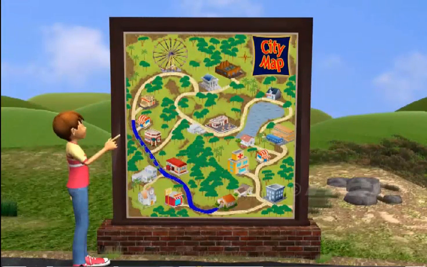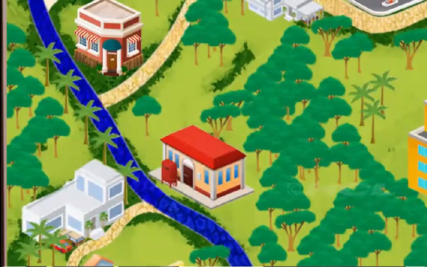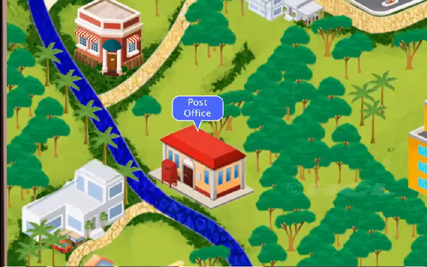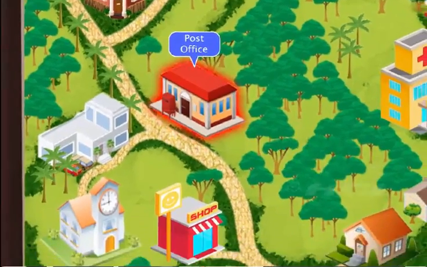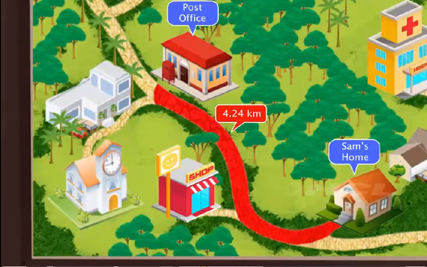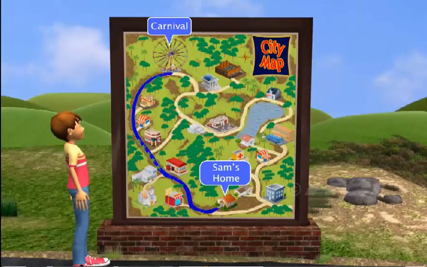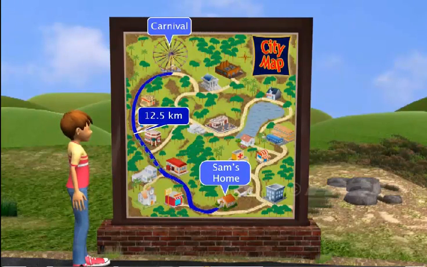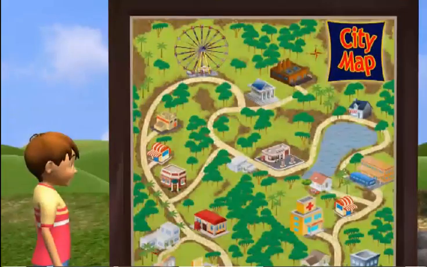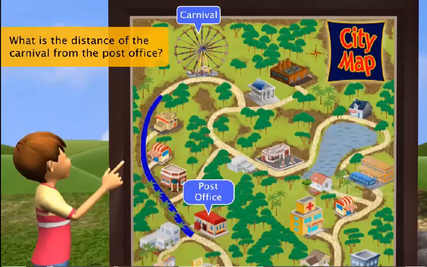Sam has found another route to go to the carnival. The new route goes by the post office. The distance of the post office from Sam's home is 4.24 kilometers. The total distance of the carnival from Sam's home is 12.5 kilometers. What is the distance of the carnival from the post office?